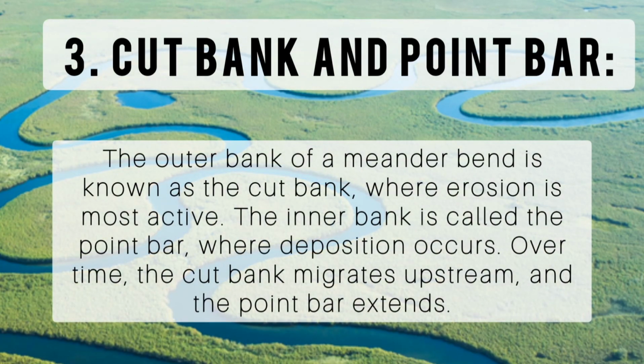Cut bank and point bar. The outer bank of a meander bend is known as the cut bank, where erosion is most active. The inner bank is called the point bar, where deposition occurs. Over time, the cut bank migrates upstream, and the point bar extends.